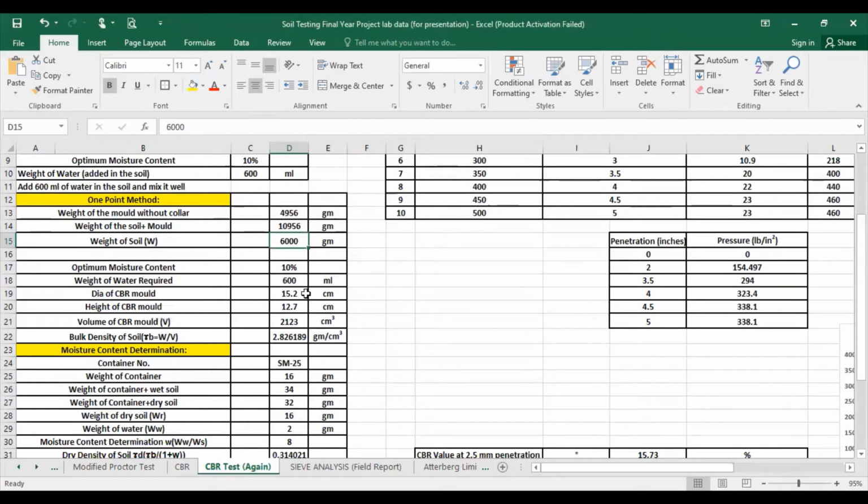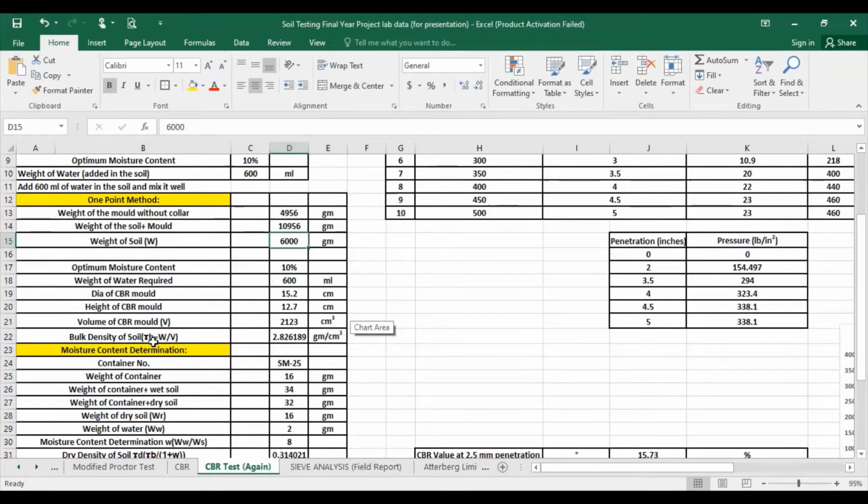The diameter of the CBR mold was 15.2 centimeter. Actually, what was the CBR mold in our lab? It had a diameter of 15.2 centimeter. The height of the CBR mold was 12.7 centimeter. The volume of the CBR mold is 2123 centimeter cube.